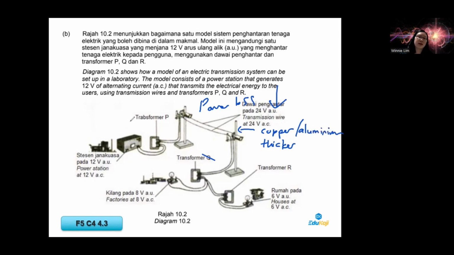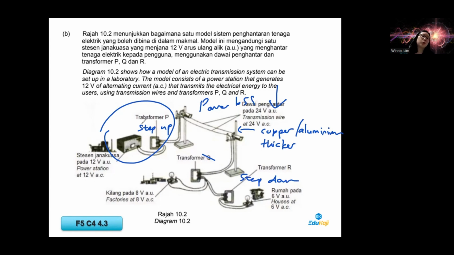Okay, then next idea, you have to step up, step down. The idea for the beginning part, when you transmit, at that time you have to step up the voltage. You use step up. And then when they are towards your house, you step down again. So this is the idea behind it.